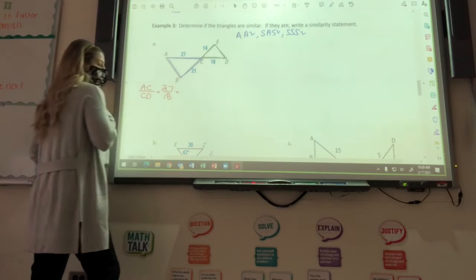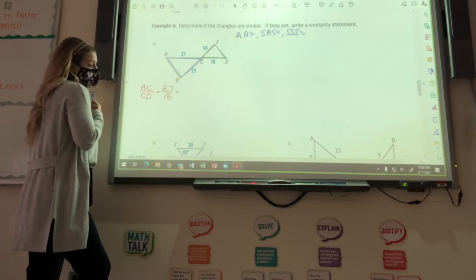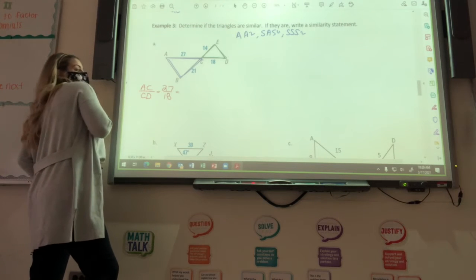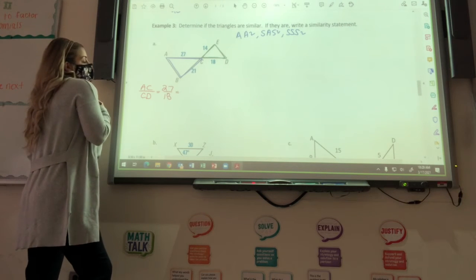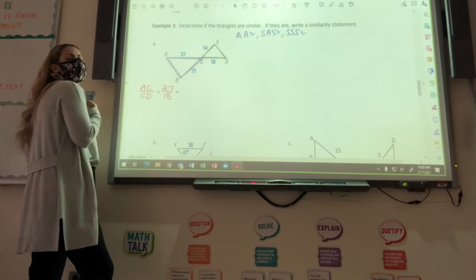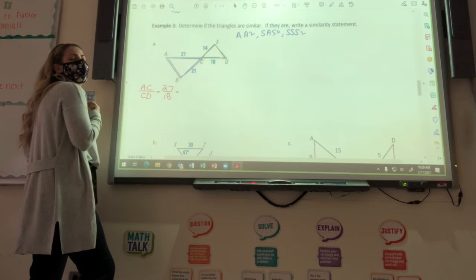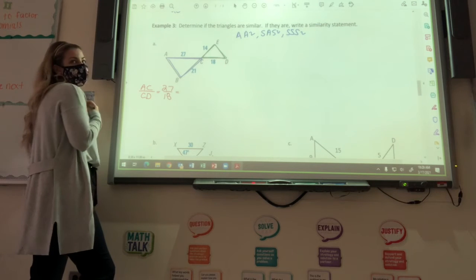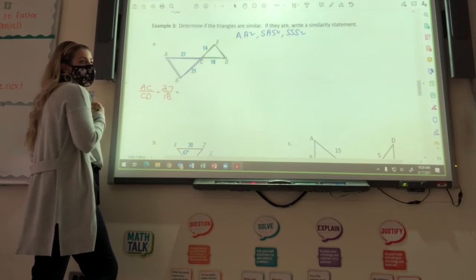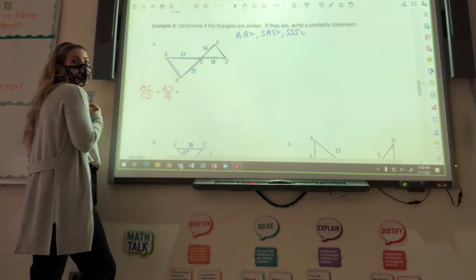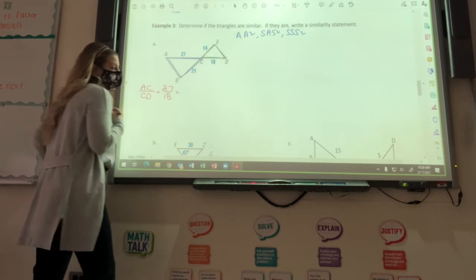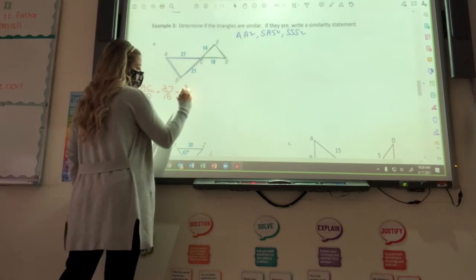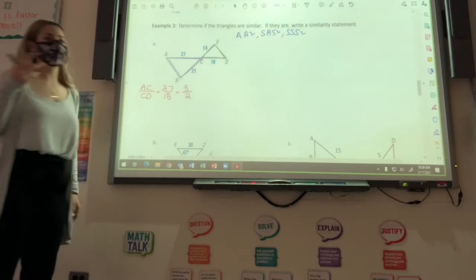What could I divide both 27 and 18 by? What goes into both 27 and 18? 9. 27 divided by 9 is 3. 18 divided by 9 is 2. So Guillermo, your ratio should be 2 over 3.